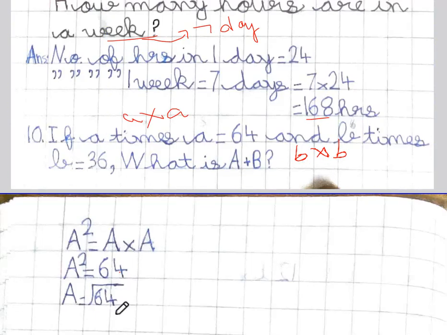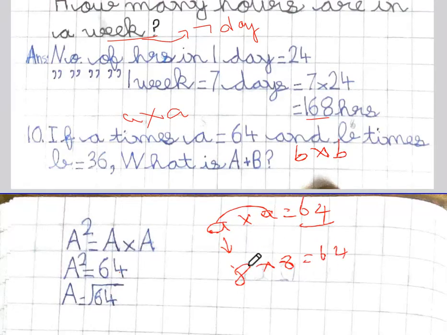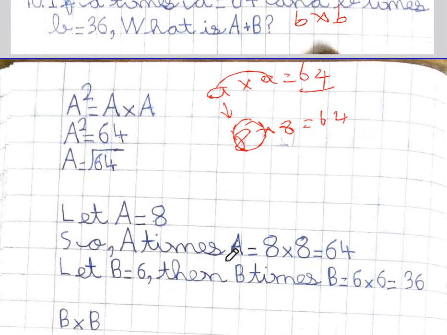So the square root of 64 is 8. Otherwise we can say, if A cross A is equal to 64, some digit should come as A, which multiplied with the same digit should bring the answer as 64. So it should be 8 cross 8, right? So the value of A should be 8 here. With the square root also we can find the same answer.